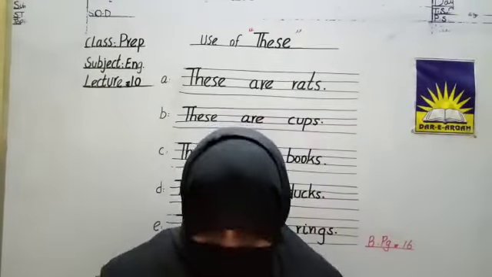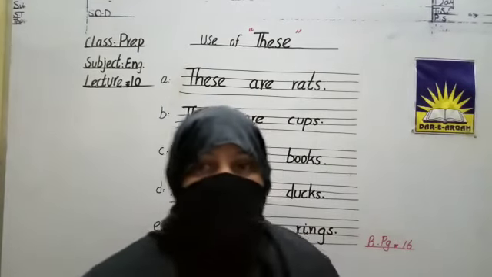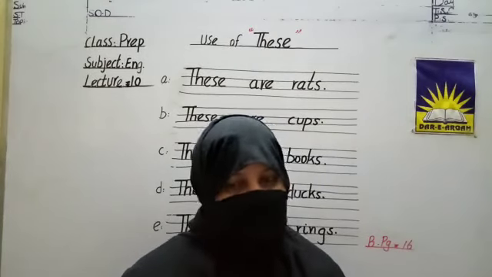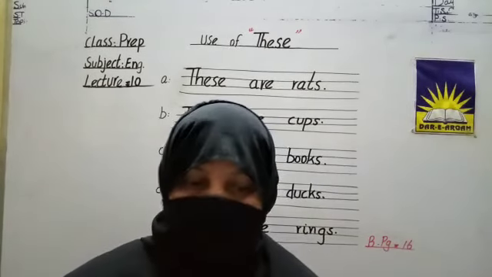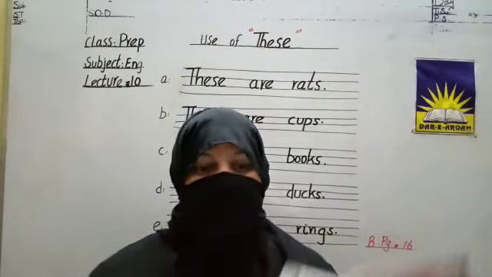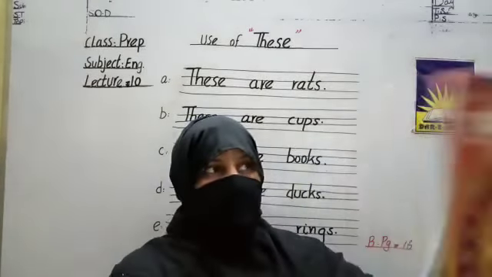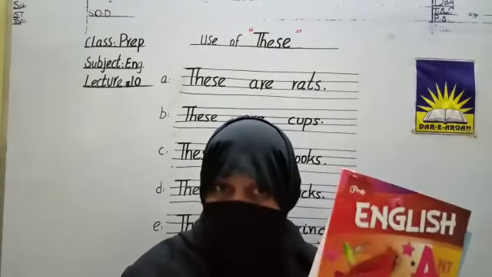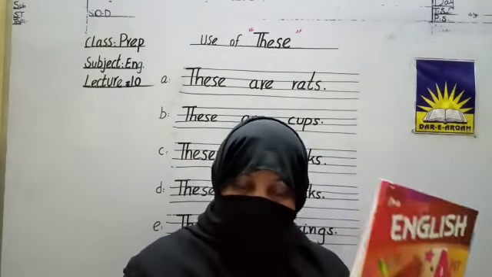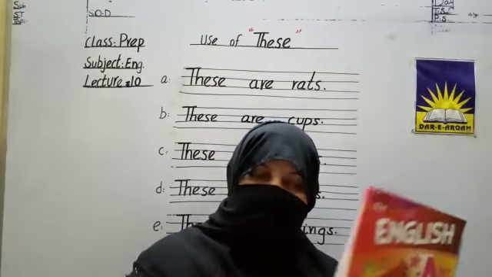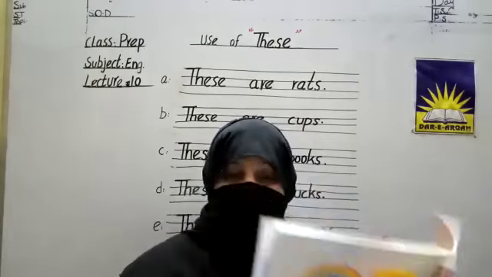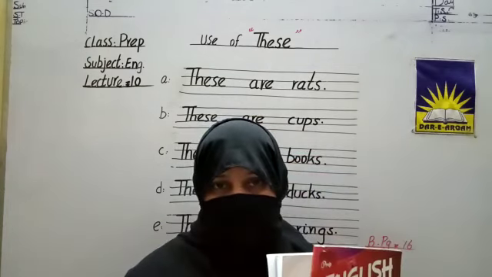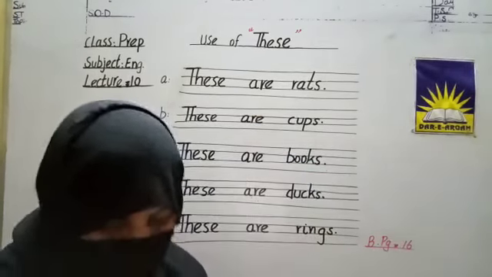Students, you know very well where we use these. We use these for the objects that are more than one and they are near to us. These are books and they are near to me. So that's why we use here these, not this. We use this for a singular object near to me, and we use these for plural objects, more than one, near to us. Clear, students? Good.